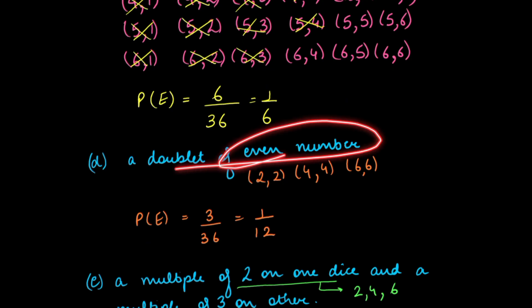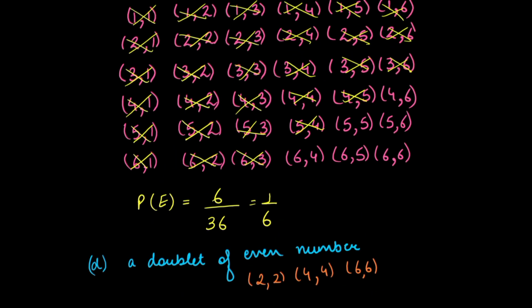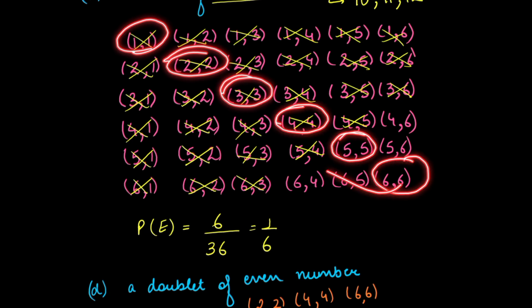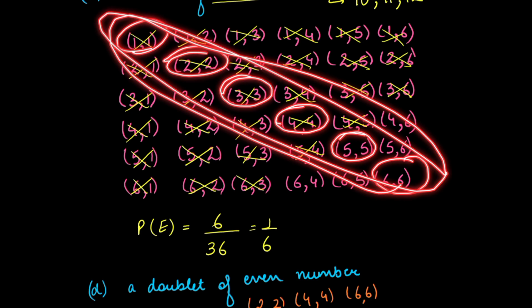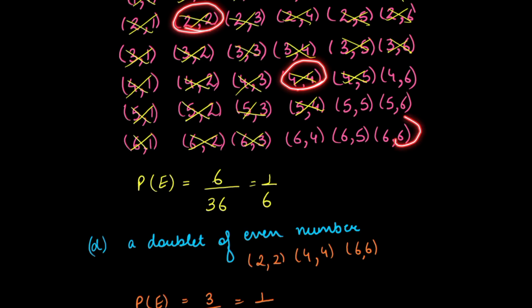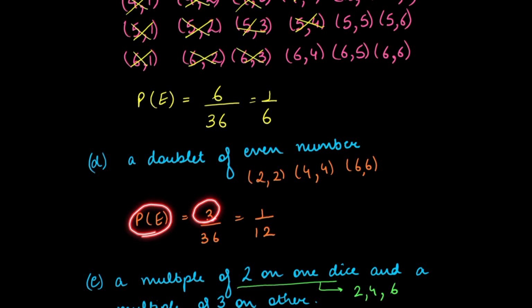A doublet of even number. Doublet means same numbers. If we see the sample space, there are 6 cases which are same number. Let's see this one only. This 2, 2, 3, 3, 4, 4, 5, 5, 6, 6. These are the doublets, pair of doublets. Okay. Now even doublets, even numbers, that is 2, 2, 4, 4 and 6, 6. So there are 3 possible favorable outcomes. So the probability is 3, the number of favorable outcomes, divided by 36, total number of possible outcomes. Cancelling by 3, we get 1 by 12.